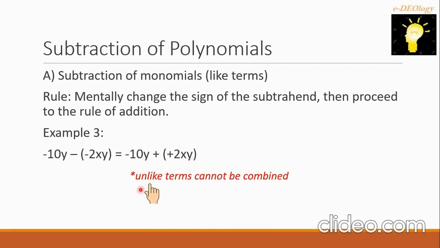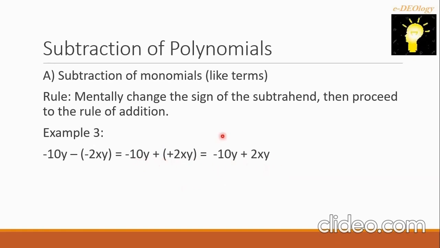So, as a rule, unlike terms cannot be combined. So for our final answer, we will simply copy all these terms. So negative 10y is here now, and then plus the 2xy. So final answer is negative 10y plus 2xy.